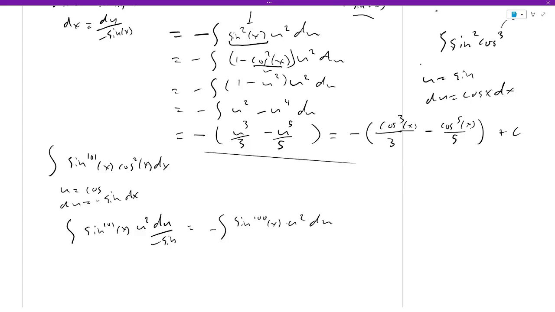Okay, so now I want to use my identity, right? Sine squared is 1 minus cosine squared. Since cosine's u, I could even just write 1 minus u squared at this point. So I want to put this in here to turn the sine stuff into u stuff. So it's not literally sine squared, but how could I get to sine to the 100?